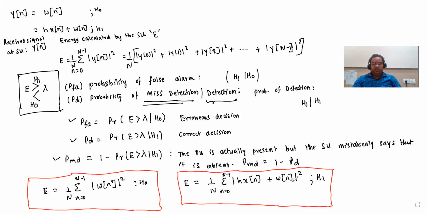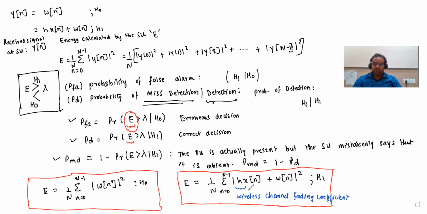Now, we have these two energy values, and our probability of false alarm and our probability of detection are very much dependent on this energy value. This has to be calculated in a very robust manner. However, we can see that we have a channel parameter here, that is the wireless channel fading coefficient.